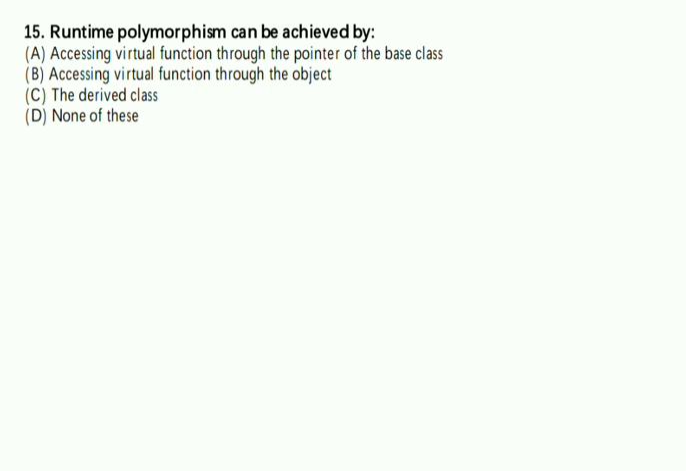Runtime polymorphism can be achieved by accessing a virtual function through a pointer of the base class, accessing a virtual function through the object of the derived class, none of this. So you need to provide a virtual member function in the base class and override it in the derived class. The actual method type is that of the object pointed to by the base class pointer. So option A is the correct one.